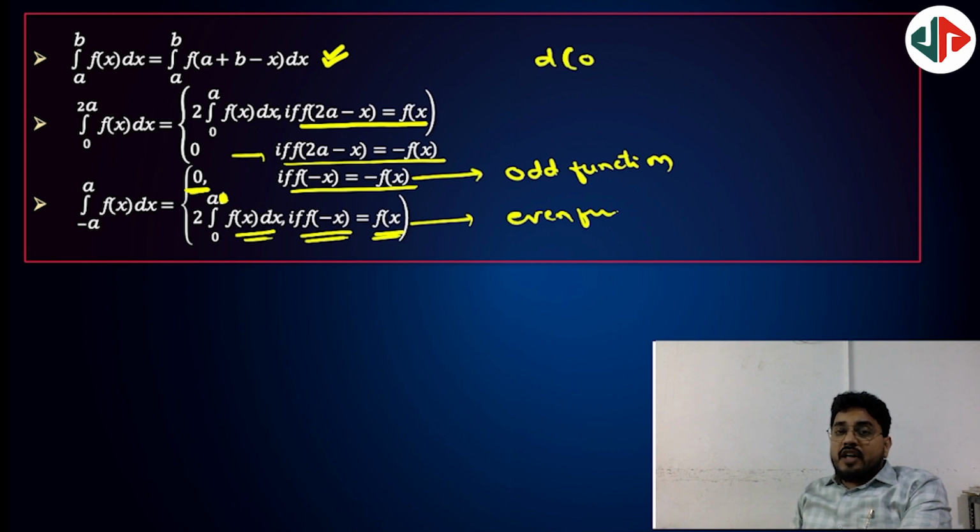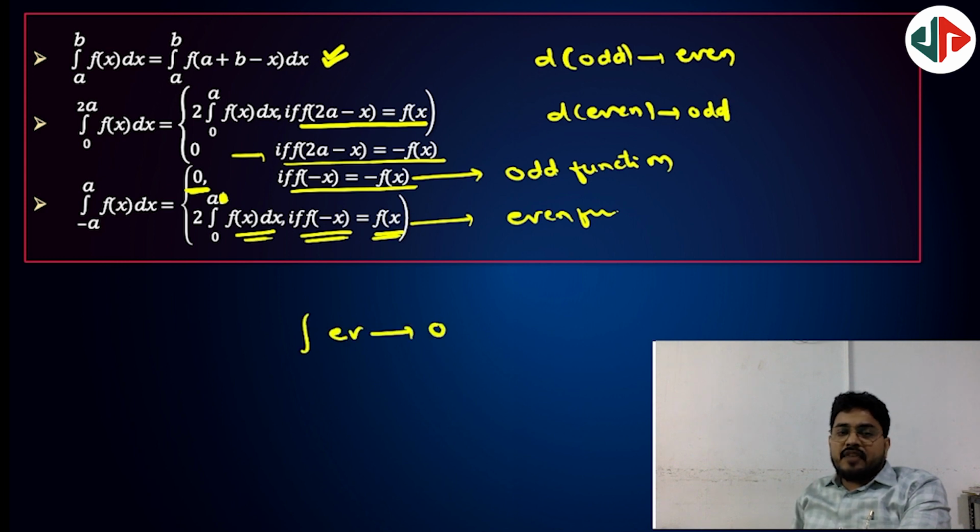See, the derivative of an odd function will be an even function. The derivative of an even function will be an odd function. Similarly, the integral of an even function will be an odd function, and the integral of an odd function will be an even function.